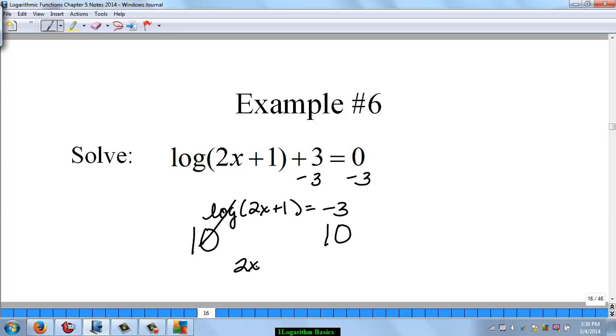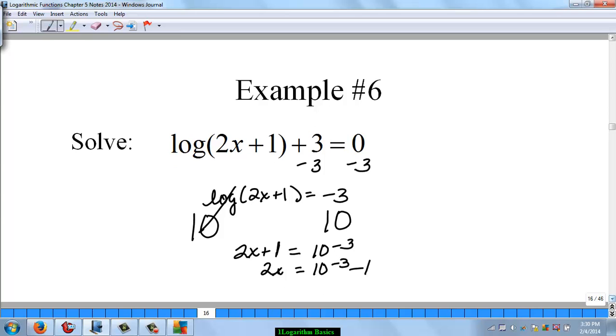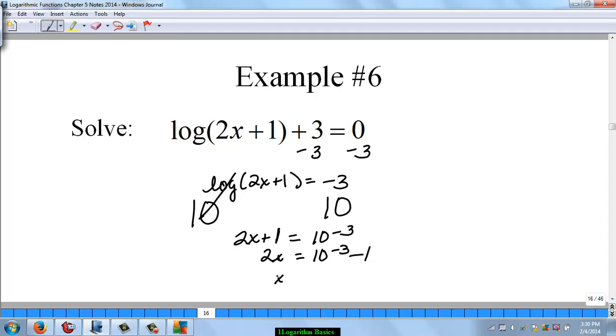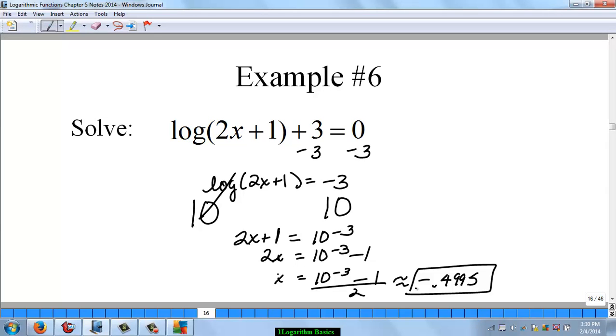I really have 2x plus 1 equals 10 to the negative 3. 2x, I'm going to subtract the 1, equals 10 to the negative 3 minus 1. And then I'm going to divide by 2. So x is going to be 10 to the negative 3 minus 1 all over 2. And when I put that in my calculator, I get negative 0.4995. Part of this is you need to practice putting it in your calculator, because I see people do perfect work and their answer will come out wrong because they put it in their calculator incorrectly.